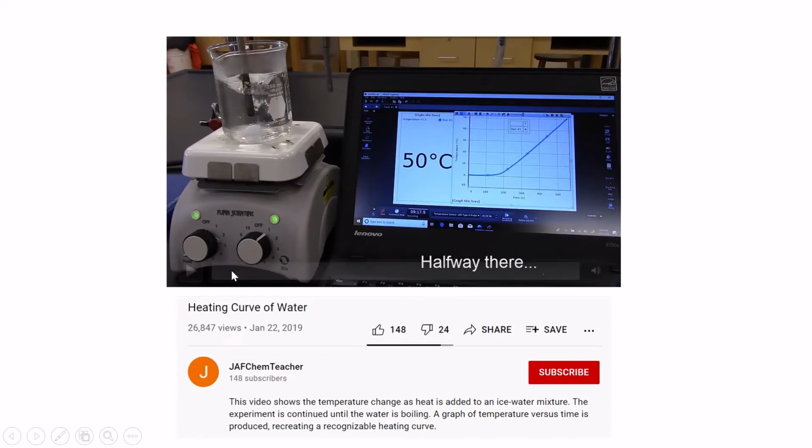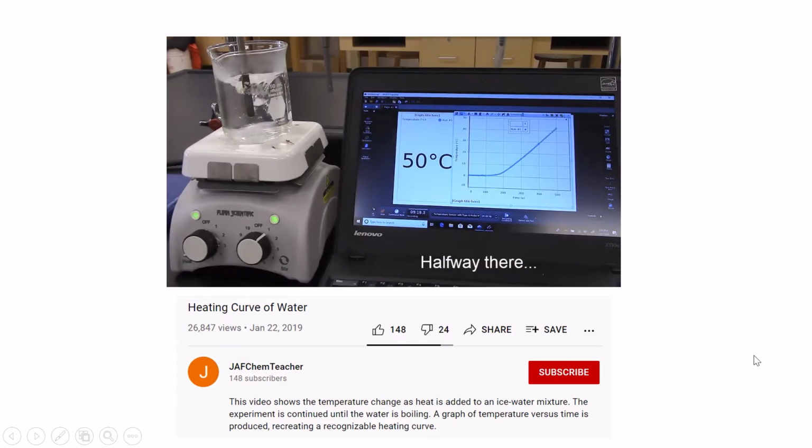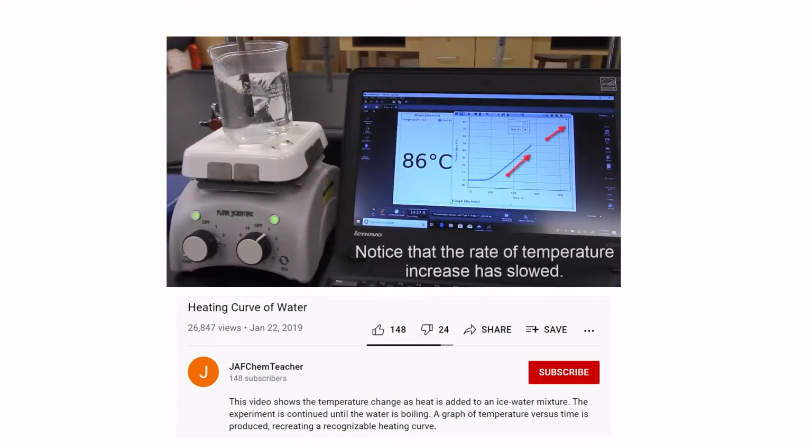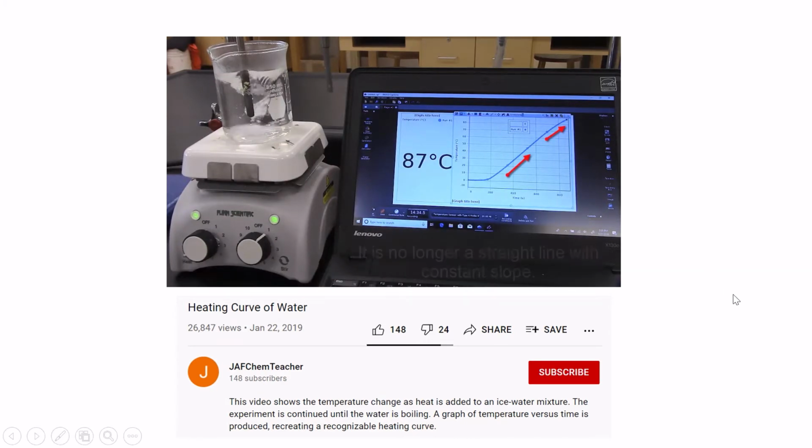Later on, at 50 degrees Celsius, after the ice has melted, the temperature steadily increases all the way. But then you start to realize that the temperature increase has slowed down a little bit when it's approaching the boiling point, which is 100 degrees Celsius.